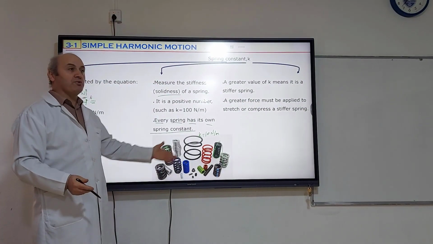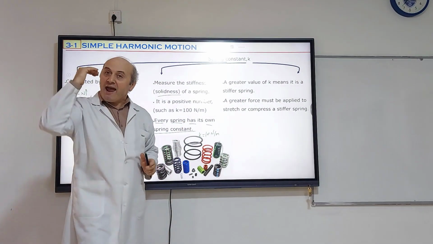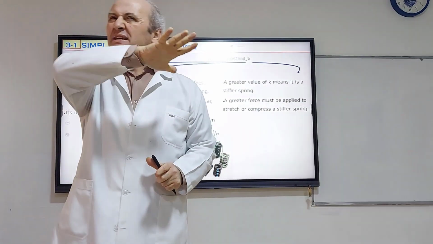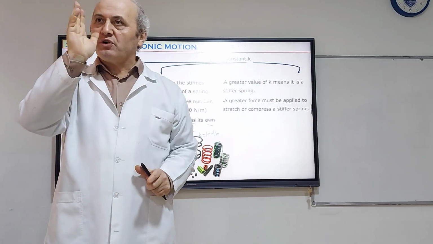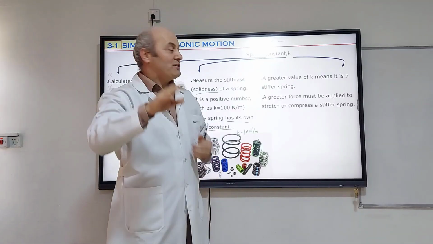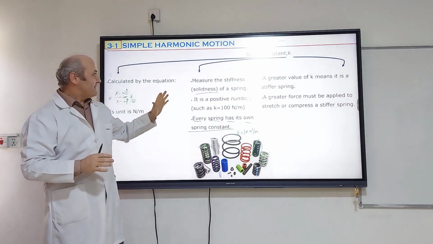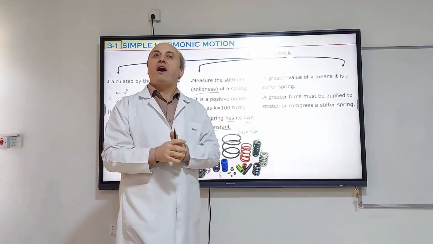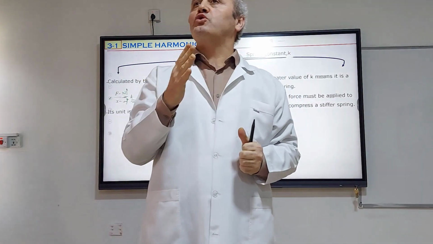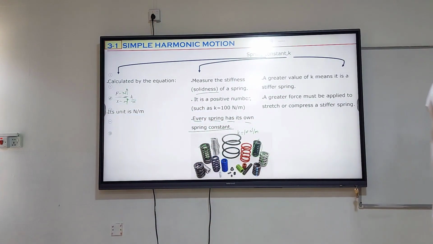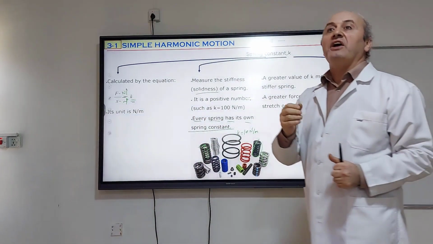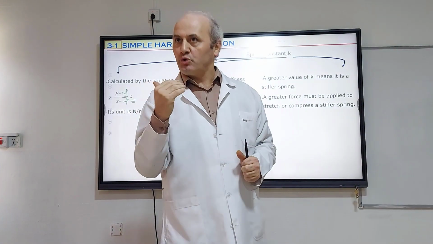150, 200, 200 something. So every spring will have a specific spring constant. This number will not change for that spring. So the spring constant measures how tough or how soft a spring is. If it's a small number, it's a soft spring. If it's a big number, it's a tough spring, hard to stretch.